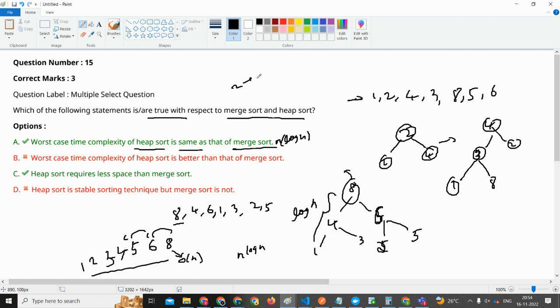Okay, you're right. Quick sort's worst case is n squared. The average case is n log n. Exactly. So why is quick sort quicker than merge sort sometimes?